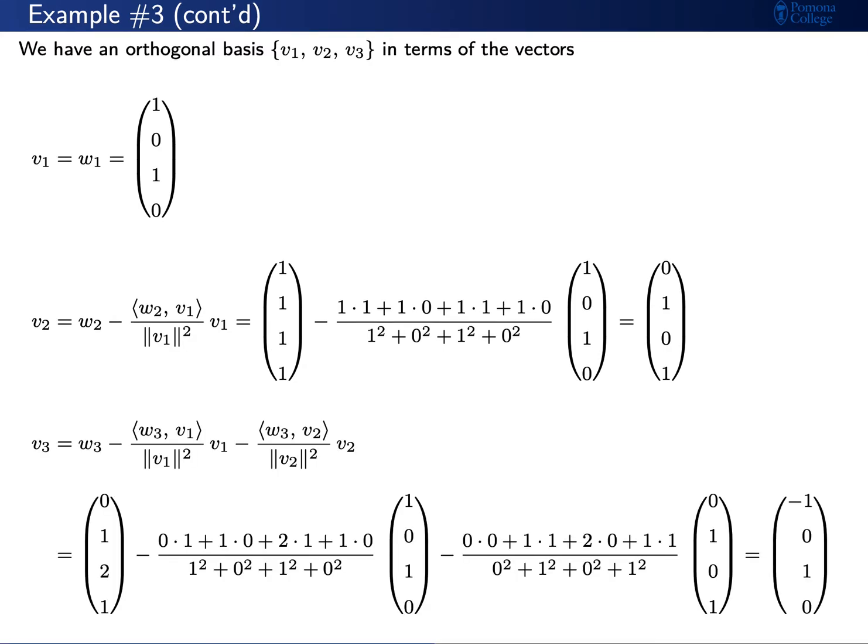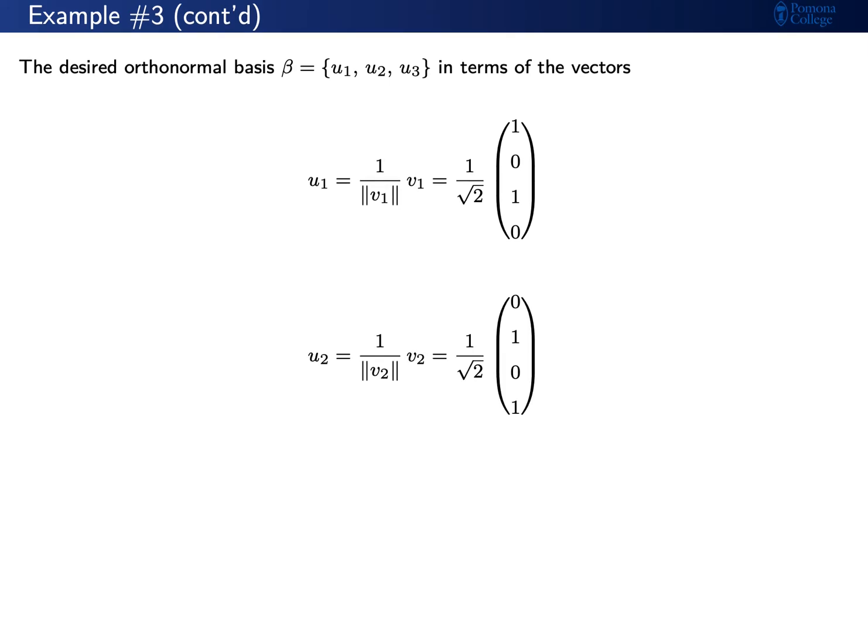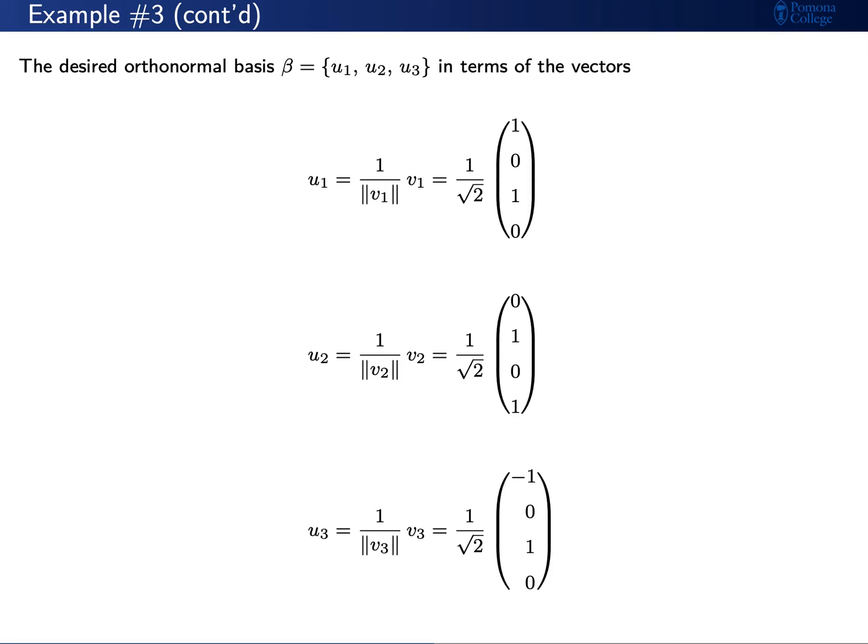And finally, v sub 3 we can write as w sub 3 minus a certain linear combination of v sub 1 and v sub 2. You see here how we've written out the inner products of w3 and v1, as well as w3 and v2. By subtracting all of these, we now find the new vector (-1, 0, 1, 0). Indeed, you can check that this new basis in terms of v1, v2, and v3 is an orthogonal basis. Finally, we can construct the desired orthonormal basis by simply normalizing our vectors. We'll define u sub 1 as v1 divided by its norm, u sub 2 as v sub 2 divided by its norm, and u sub 3 as v sub 3 divided by its norm.